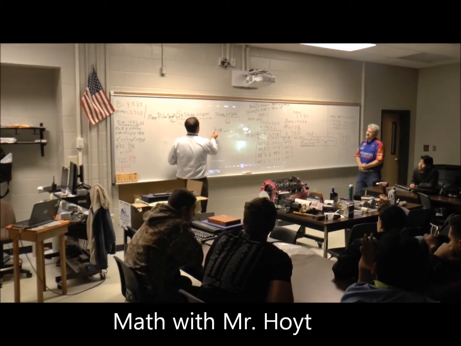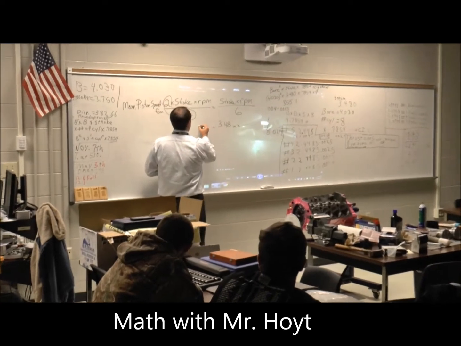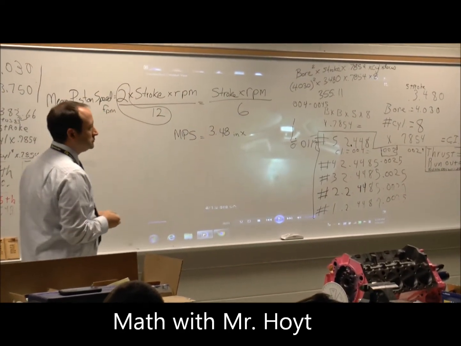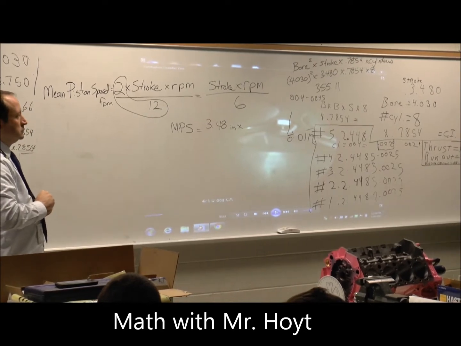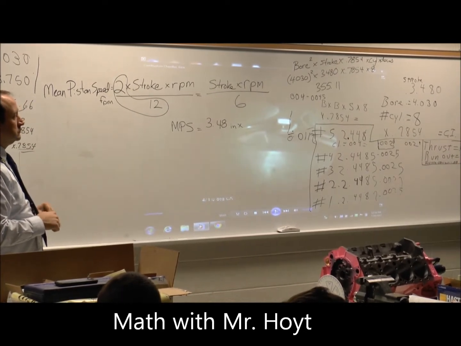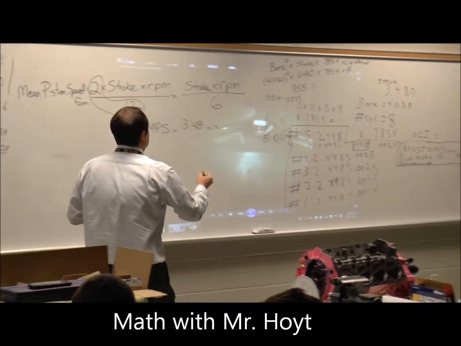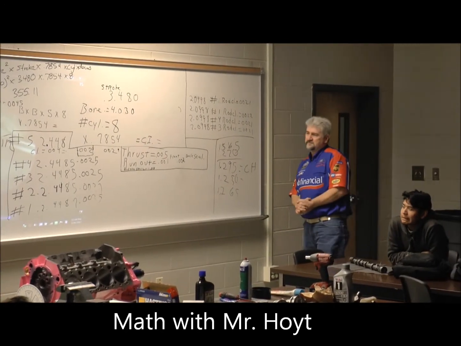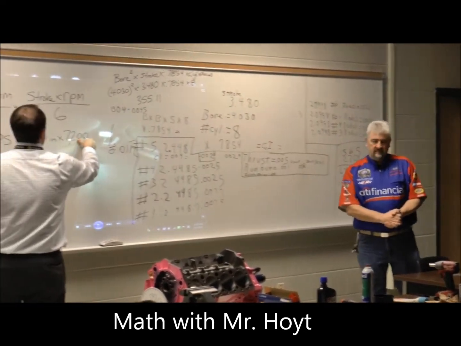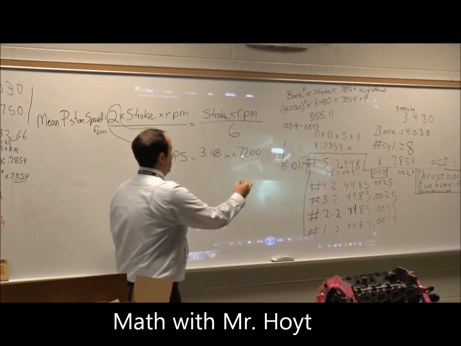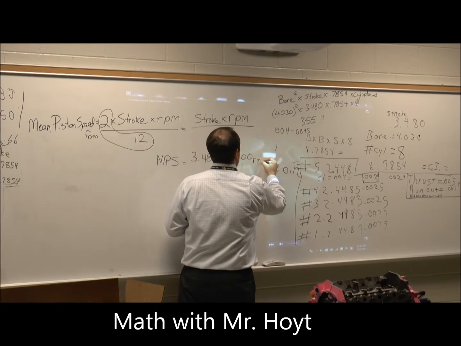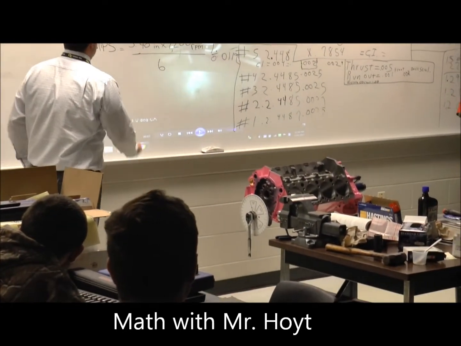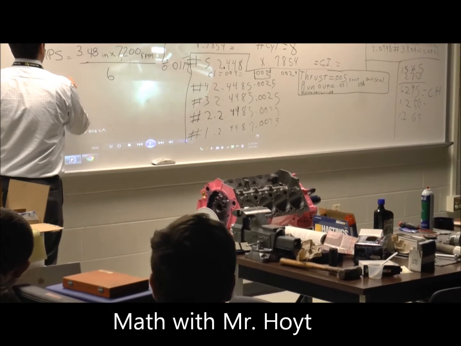And what about revolutions per minute? Let's do a pretty common engine. Since y'all like racing, we'll do something that's Daytona restrictor plate, 7,200 RPMs. Okay, that's average. 7,200 RPM, and we're going to divide by 6. So what's the mean piston speed for this engine?